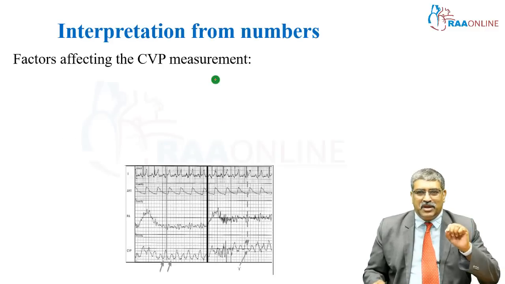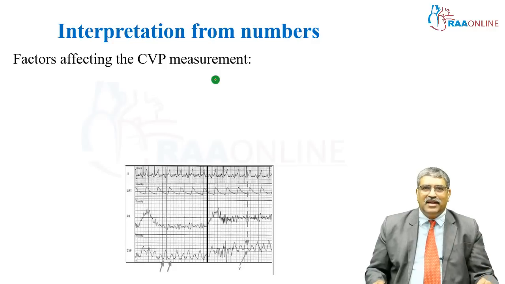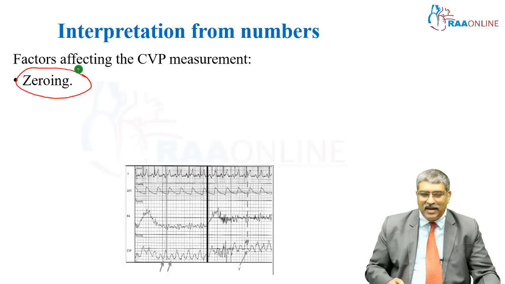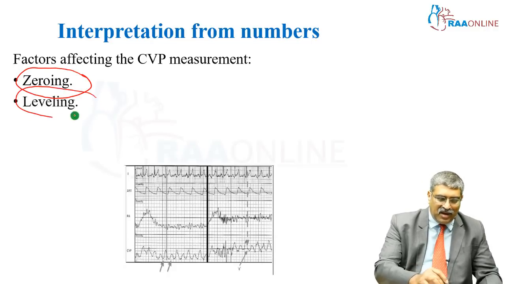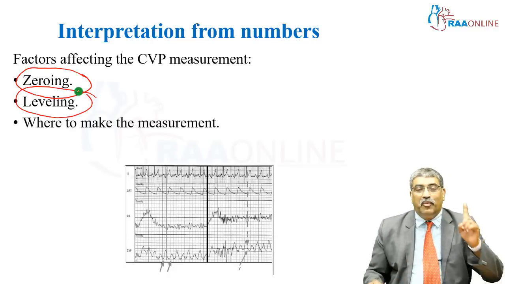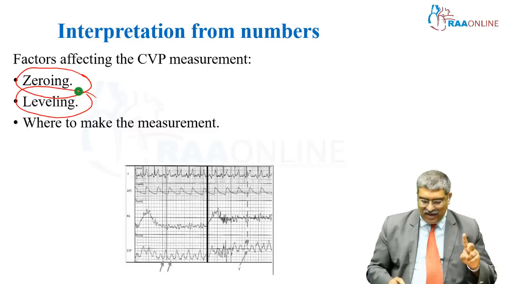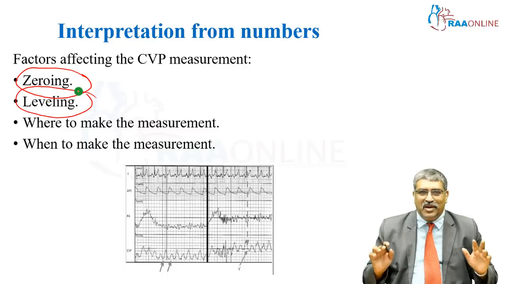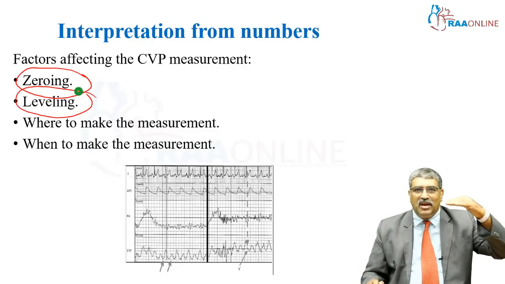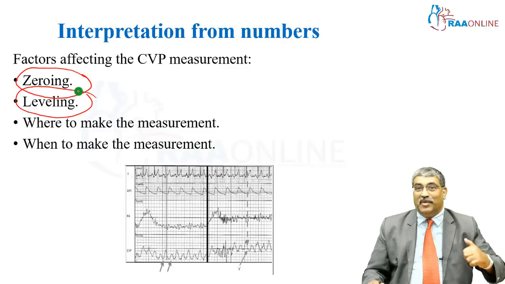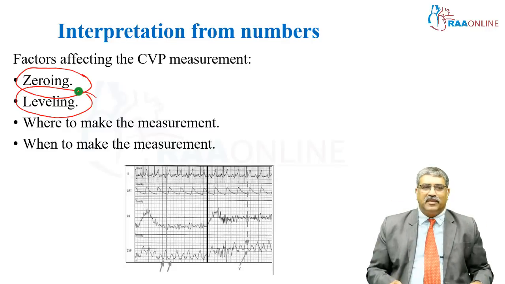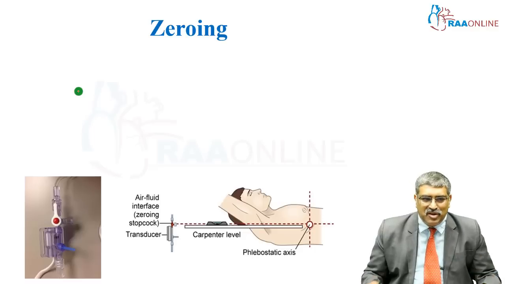Coming to the interpretation from the number. Here, you have to do four things. First, you have to zero the transducer. Next is, you have to level and you have to know where to make the measurement and when to make the measurement. These two things are very important. So, you have to zero, level, know where to take and when to take the measurement so that one proper number comes into the picture. The first point is zeroing.